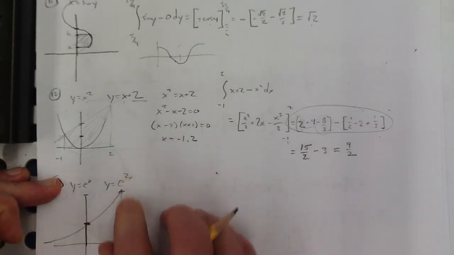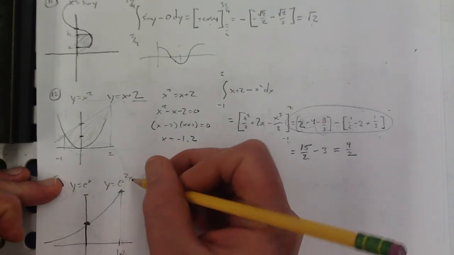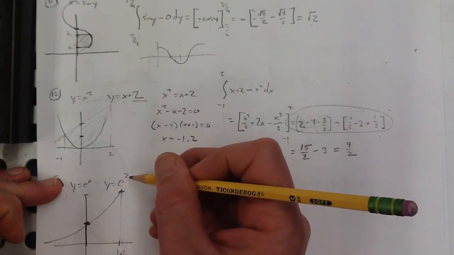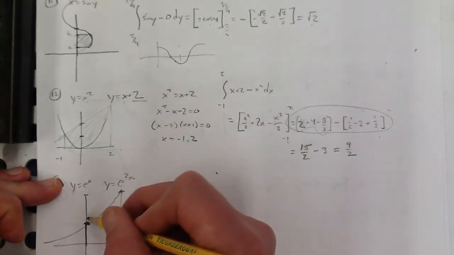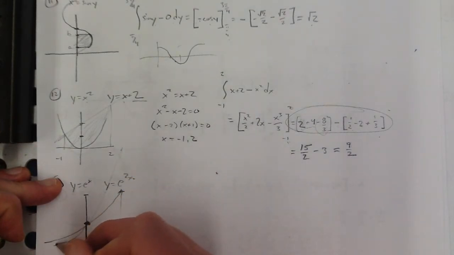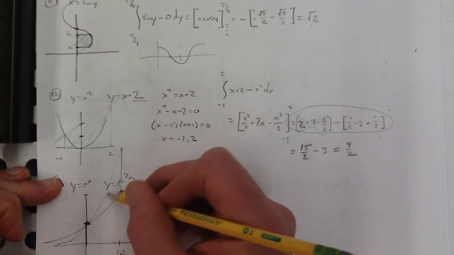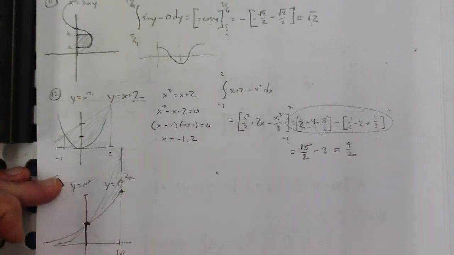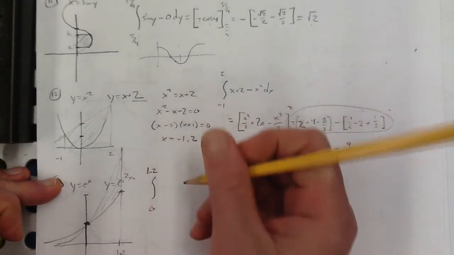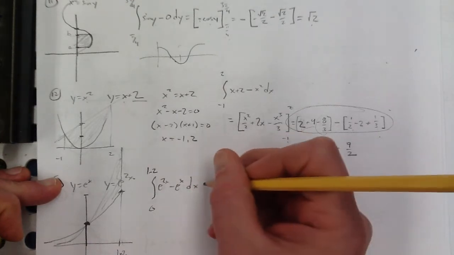And then e to the 2x, well, when x is 0, that's still here. But when you plug natural log 2 in here, that's 2 natural log 2, which is the same as natural log 4, so that's going to be up here. So e to the 2x looks something like that. So this area that we're trying to find is this little wedgy thing in here. It is the integral from 0 to natural log 2, and e to the 2x is on top minus e to the x on the bottom.